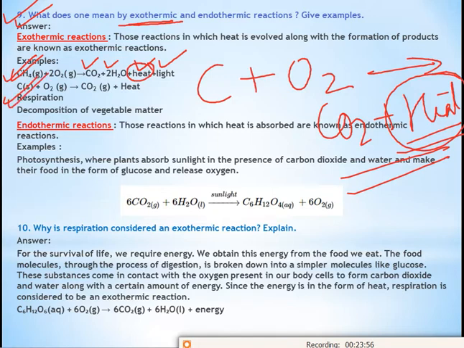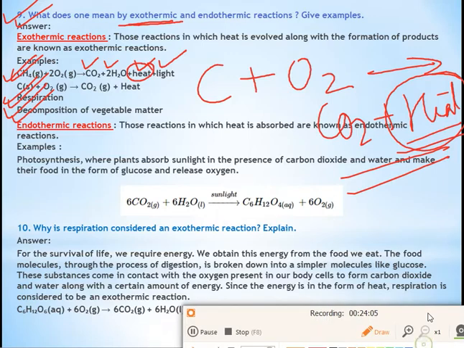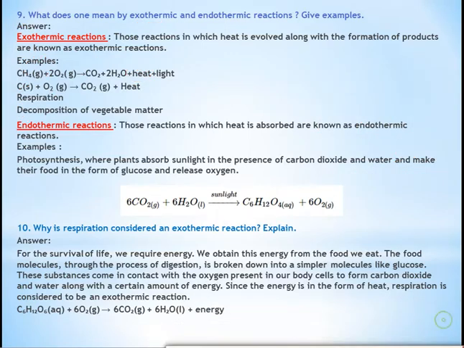Respiration is also an example of exothermic reaction. Decomposition of vegetable matter is also an example of exothermic reaction. Many times these questions are asked in multiple choice. They will give you the options and ask which type of reaction it is. In one question asked in previous year board exams, they asked decomposition of vegetable matter is which type of reaction. So you have to say that decomposition of vegetable matter is an exothermic reaction.